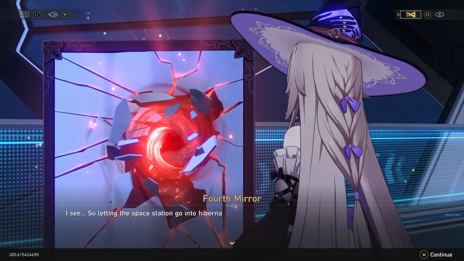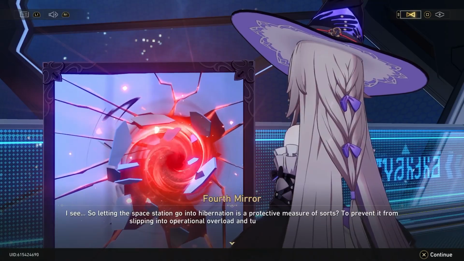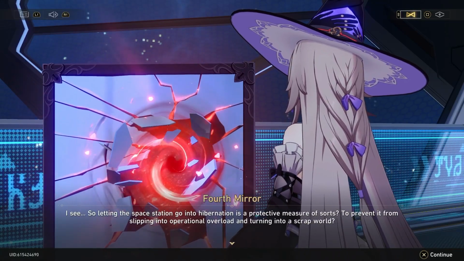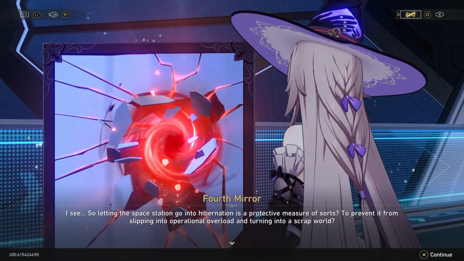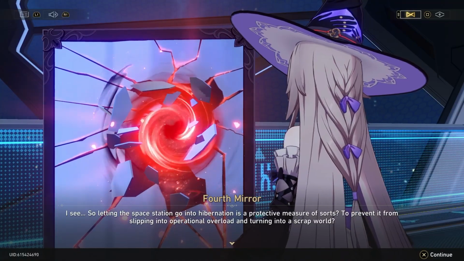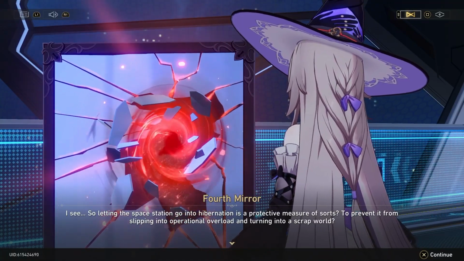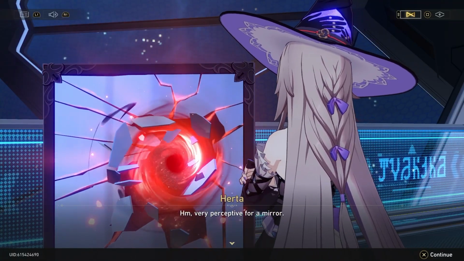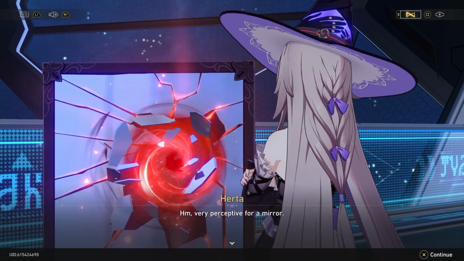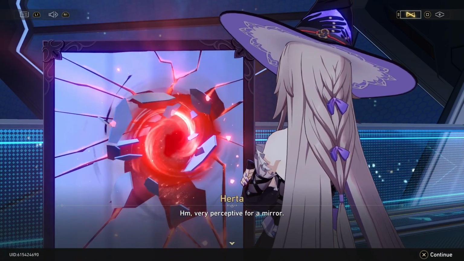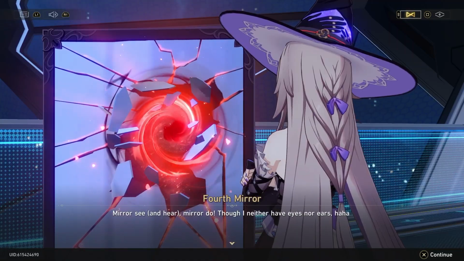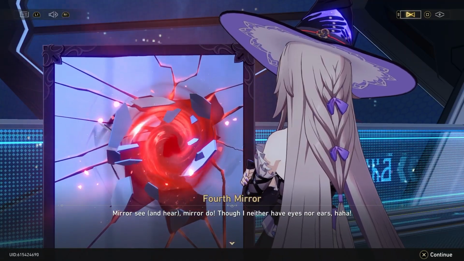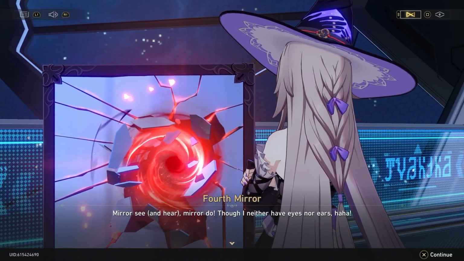I see. So letting the space station go into hibernation is a protective measure of sorts. To prevent it from slipping into operational overload and turning into a scrap world? Very perceptive for a mirror. Mirror C. And here. Mirror 2. No, I neither have eyes nor ears.